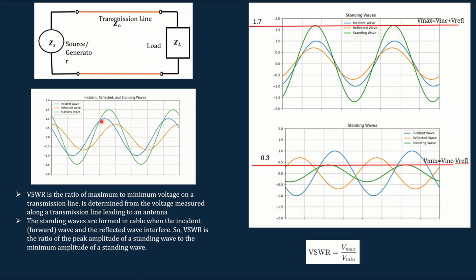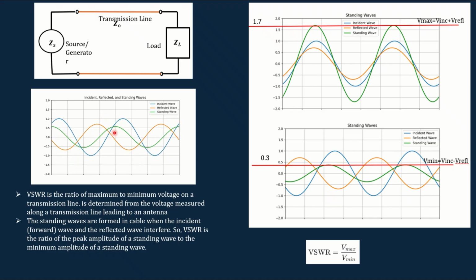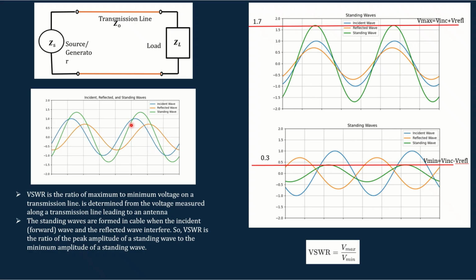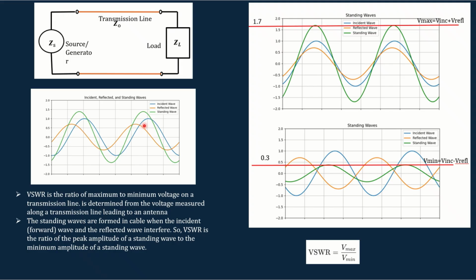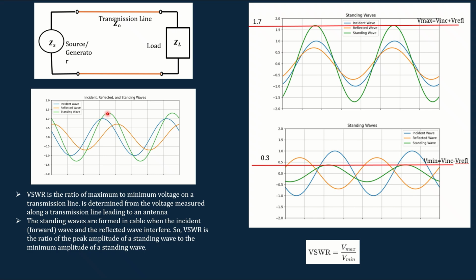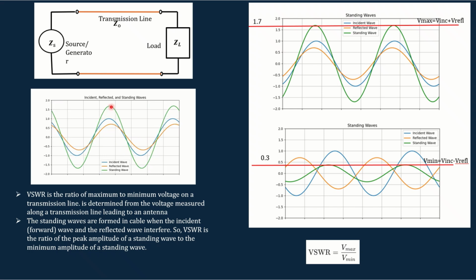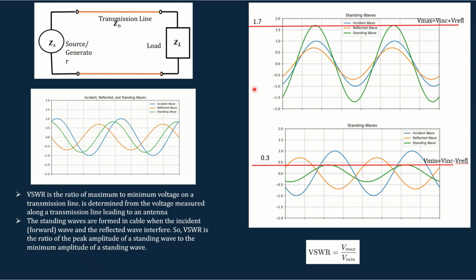Here the blue line shows the incident wave, the orange line shows the reflected wave, and the green line is due to the interaction of the incident and reflected waves. You can see that based on the interaction between the incident wave and reflected wave, the amplitude of the standing wave reaches a maximum and then reduces to a minimum value.